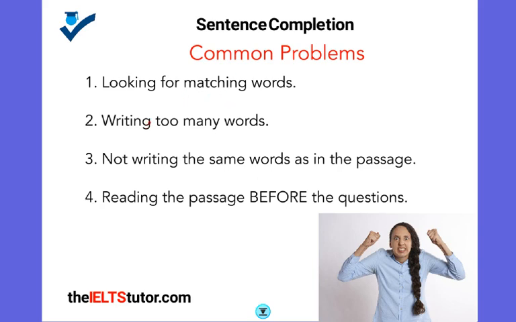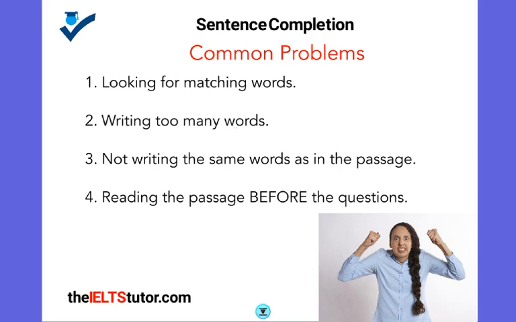The second problem in sentence completion is that candidates tend to write too many words. They do not follow the instructions, because if the instructions tell you to write 2 words, write exactly just that, or 1 word. If they ask you to write 3 words, write exactly just that, or less, but do not write too many words in the sentence. And number 3, a common problem is not writing the same words as in the passage.